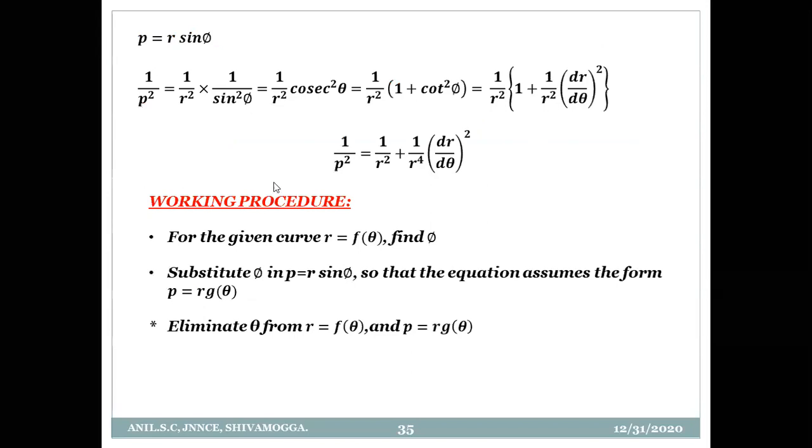Since P is equal to R sin phi, take the reciprocal square of this expression. That is 1 by P square is equal to 1 by R square into 1 by sin square phi. And 1 by sin square phi, sin is the reciprocal of cosecant. Therefore, 1 by sin square phi can be written as cosecant square phi. Keep this 1 by r square as it is. This is equal to 1 by r square into cosecant square phi. Cosecant square phi is equal to 1 plus cot square phi. This is equal to 1 by r square into 1 plus cot square phi.